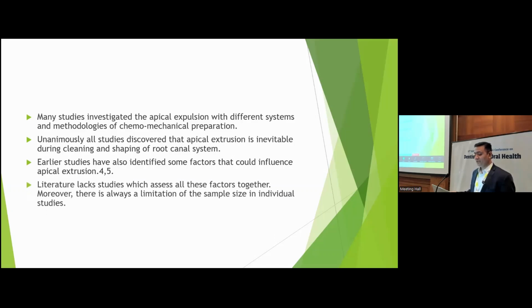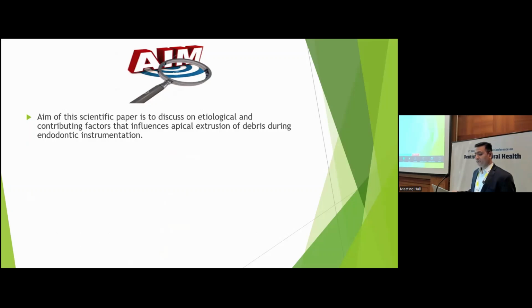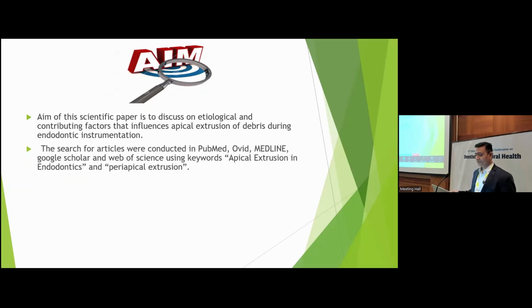Literature lacks studies that assess all these factors together. Moreover, there is always a limitation of sample size in individual studies. So this review of literature combines the results. The aim of my study is to discuss the etiological and contributing factors that influence the apical extrusion during chemo-mechanical preparation.